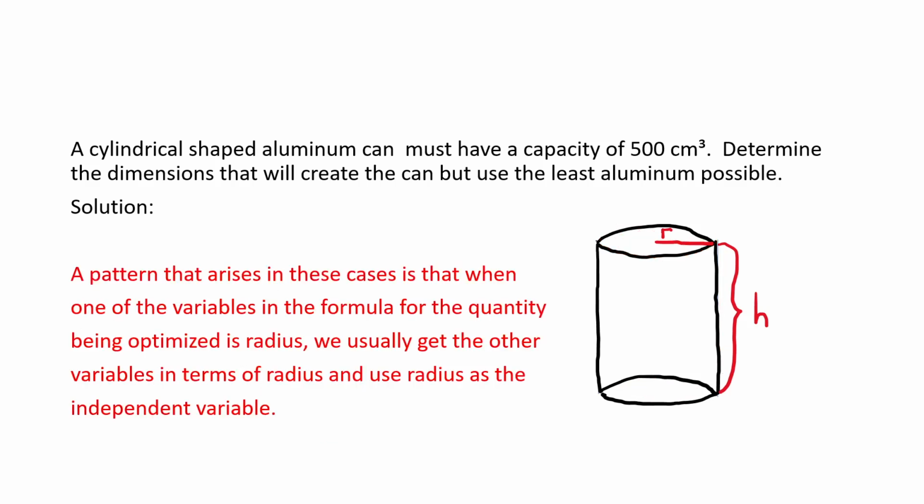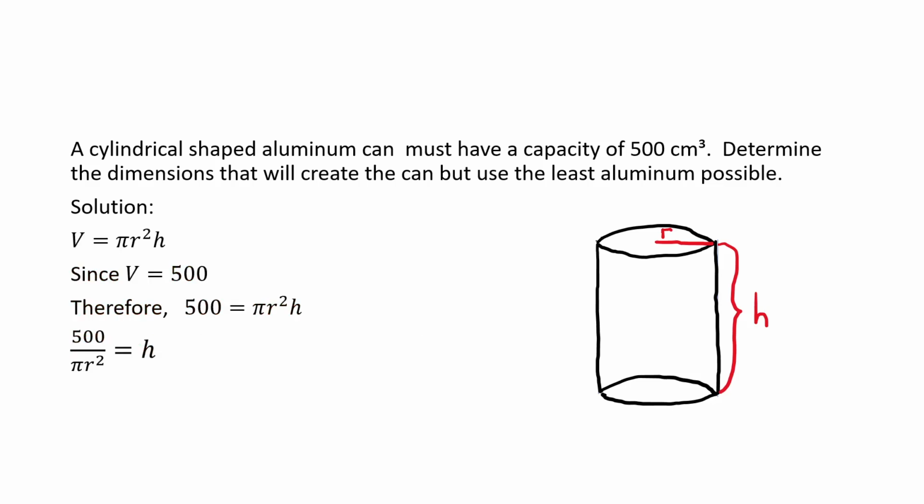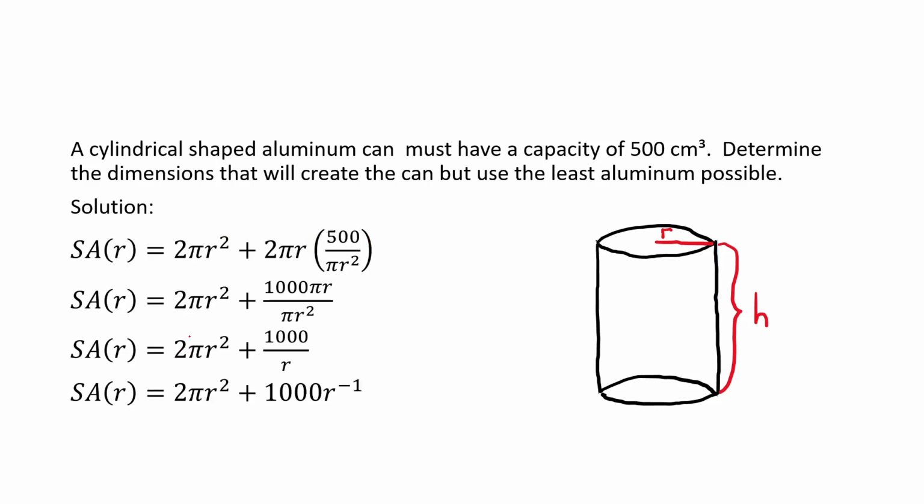Now we have two variables there, r and h. So what we would like to do is isolate one of them. We see a pattern arising here that we often want to get each variable in terms of r when one of the variables in our optimization question is r. So that's a pattern that happens a fair bit. We'll keep that in mind. So we know that the volume of a can is pi r squared h. So that means 500 is pi r squared h. Well, what we can do is divide both sides by pi r squared, and we'll get an expression for h.